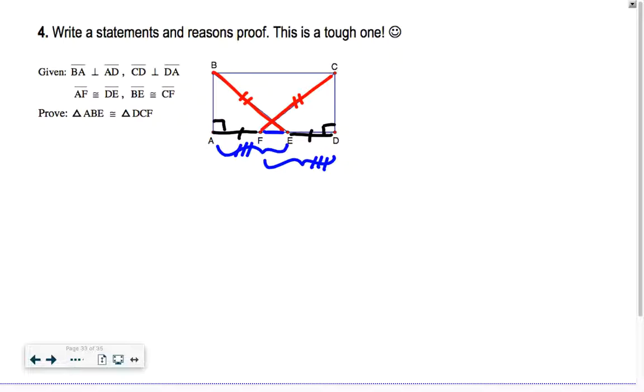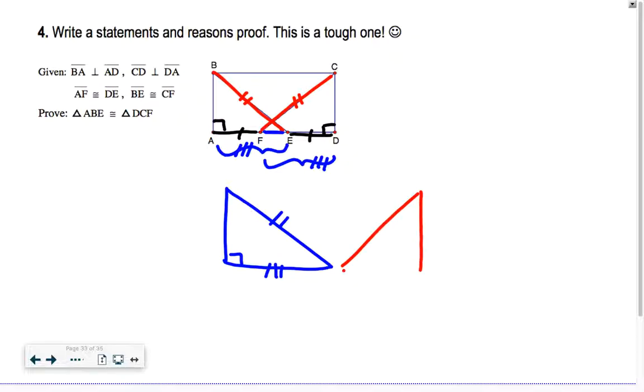Does that make sense? Okay, so that means we have a triangle where we have this marking and this marking in a right angle. And then we have another triangle where we have this marking and a right angle. It looks like angle side side, which is a bad one, right? What's the one form of angle side side that works? Hypotenuse leg, is that what we have? Do we have a hypotenuse marked and a leg marked? Yeah, so it'd be hypotenuse leg in the end.